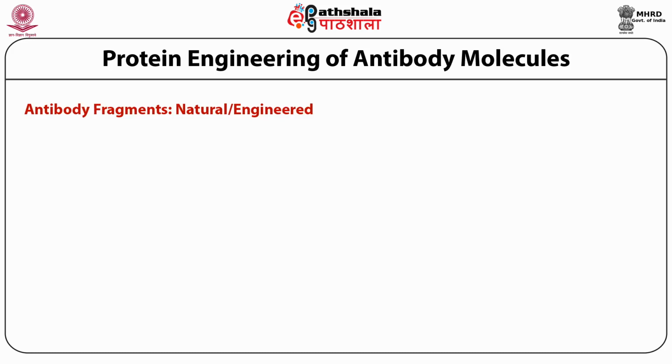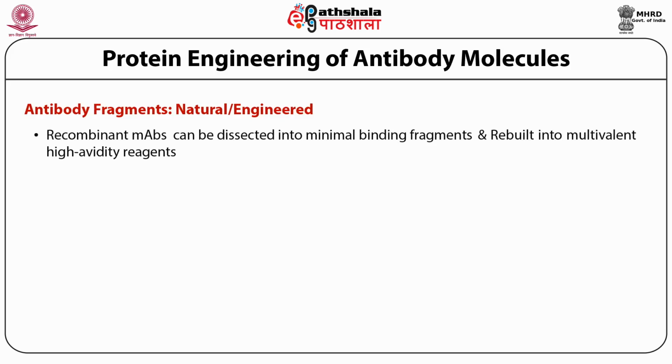We can separate the Fab also, and recombinant antibodies can be generated depending upon the truncated gene length, whichever size one would like to express. So the recombinant monoclonal antibodies can be dissected at the genetic level to form minimal binding fragments. Further on, the smaller size sometimes leads to a decrease in the antigen binding activity. So these smaller truncated antibody fragments can be made to rebuild into multivalent high avidity reagents.